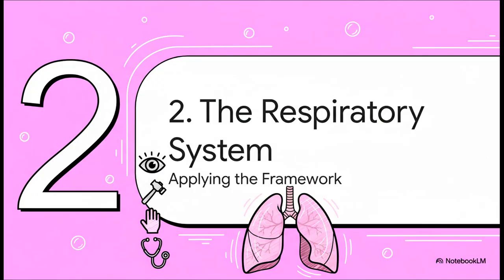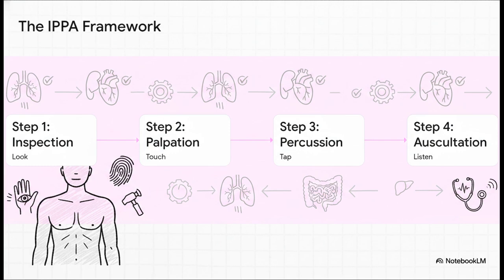All right, let's put this framework into practice. We're going to jump into our first system and apply IPA directly to the respiratory exam. See, the same 4 steps in the exact same order. This is the beauty of the system. You don't have to reinvent the wheel for every single exam. You just follow the proven method.